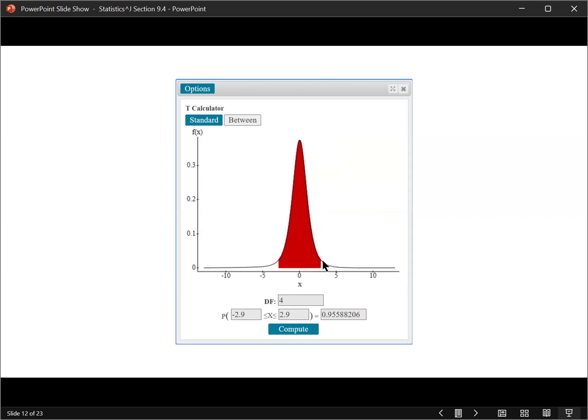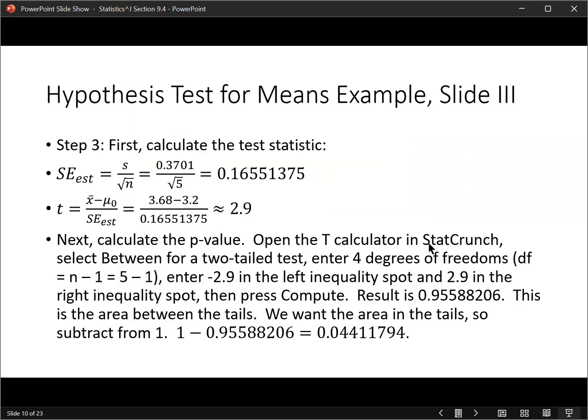Well, the area that's in the tails is going to be the opposite of this. So what we need to do is take this and subtract it from 1. Let's go back here. Now you can read through all this again, and you can see that we did get this value. This is the area between the tails, but we want the area in the tails, so you need to subtract from 1. You do that, you get 0.044. So this is our p-value.